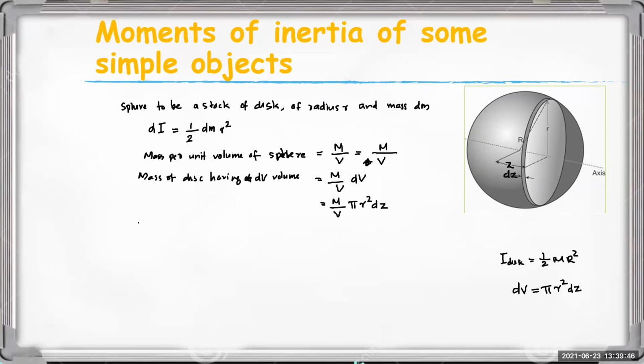Then dI is equal to 1 by 2 into r squared into, in place of dm, we write M by V pi r squared dz, that is equal to 1 by 2 M by V pi r to the power 4 dz.